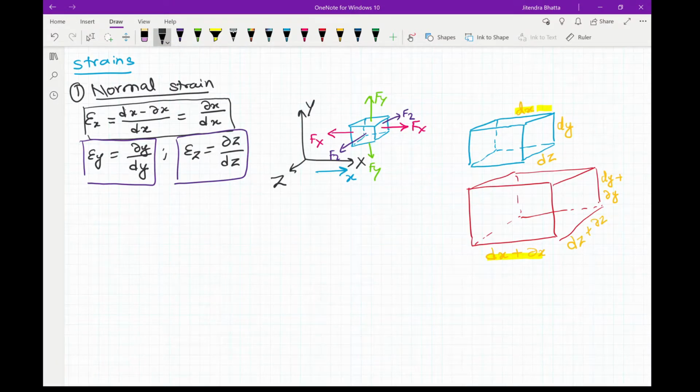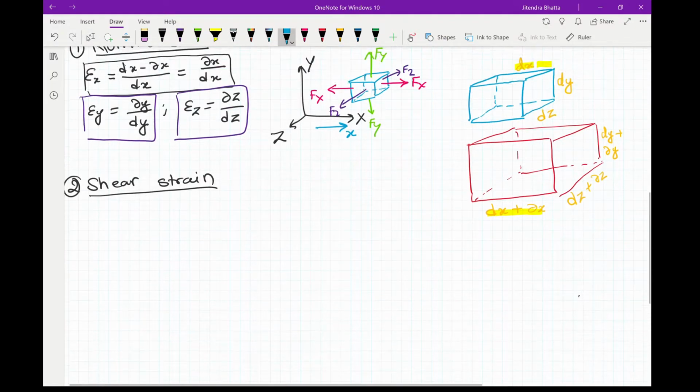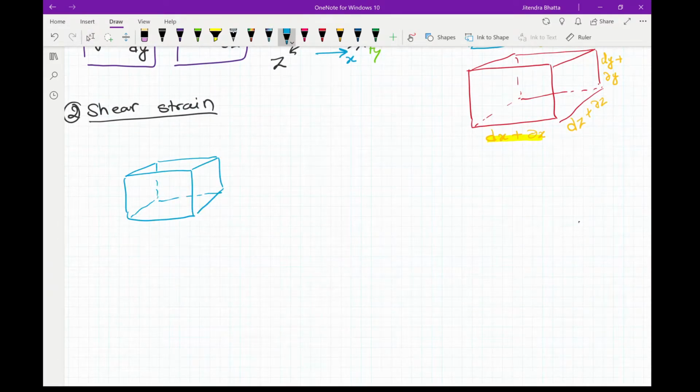Now we will look into another type of strain, which is the shear strain. Let's say in the same element here, the 3D element, which is this one, we apply a force right here at the top in this area. Then what will happen is that if the base of this element is fixed, then this element will move something like this. It will deform in this way.